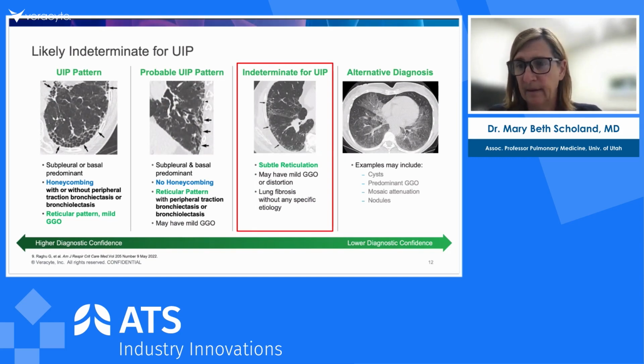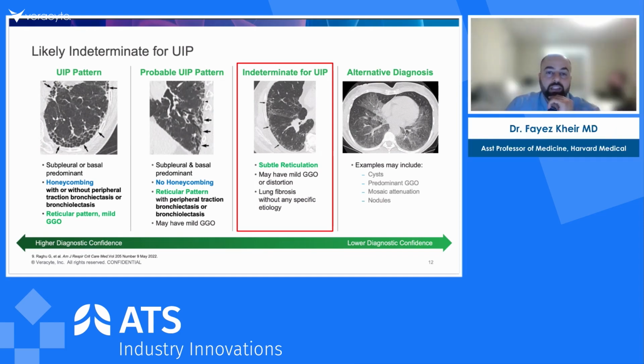Dr. Scholand, sorry to interrupt. Please. I think also just to add, probably only 2 images or 2 slides might not be enough to go over all the CAT scan. So although this could be a probable UIP, indeterminate UIP could also be in the picture as well in this HRCT.